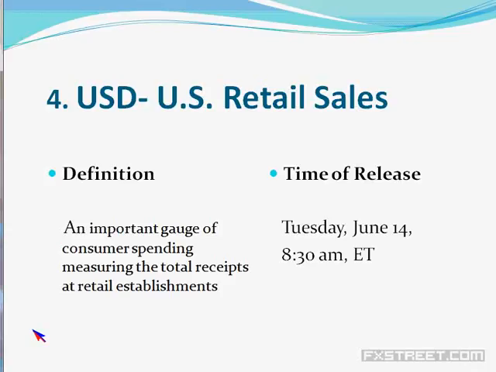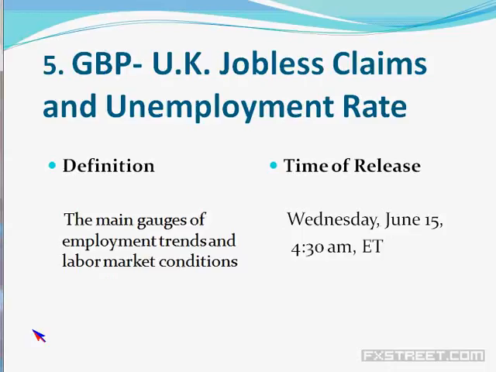As I mentioned earlier, that could be a weak retail sales and economic report from the United States. That's going to lead us to the UK jobless claims and unemployment rate, the main gauges of employment trends and labor market conditions in the United Kingdom, coming up on Wednesday at 4:30 a.m. Eastern Time. And we had a much larger than expected increase of 12,400 jobless claims in the UK in the month of March.